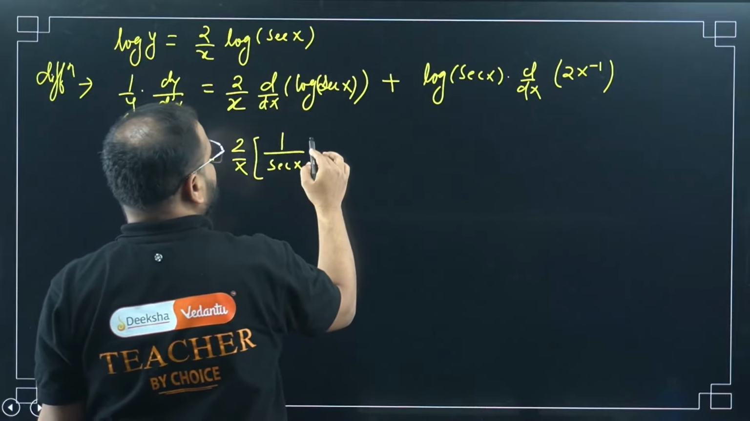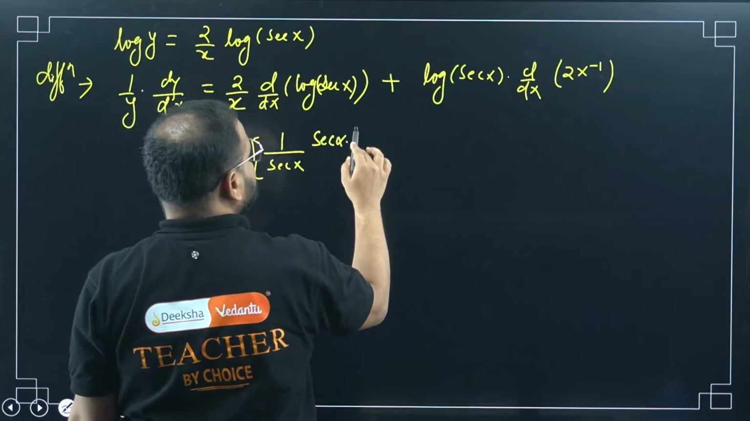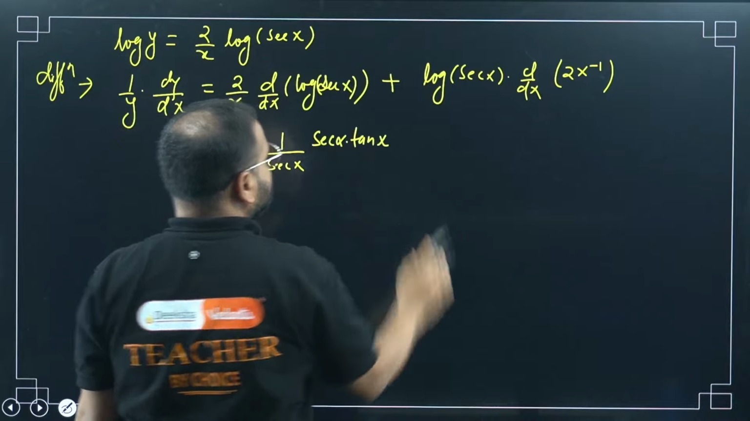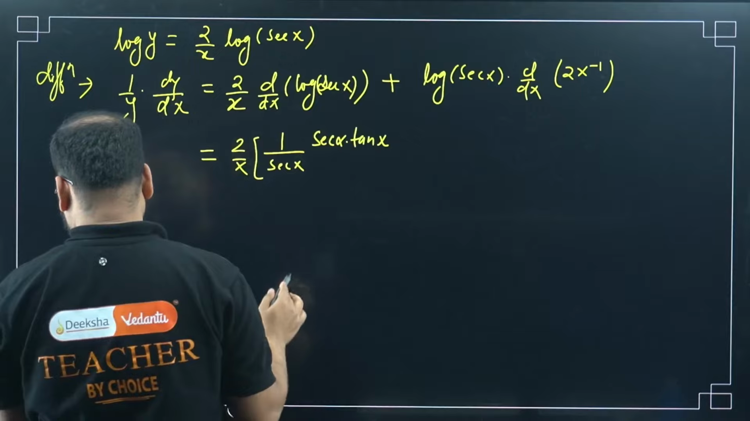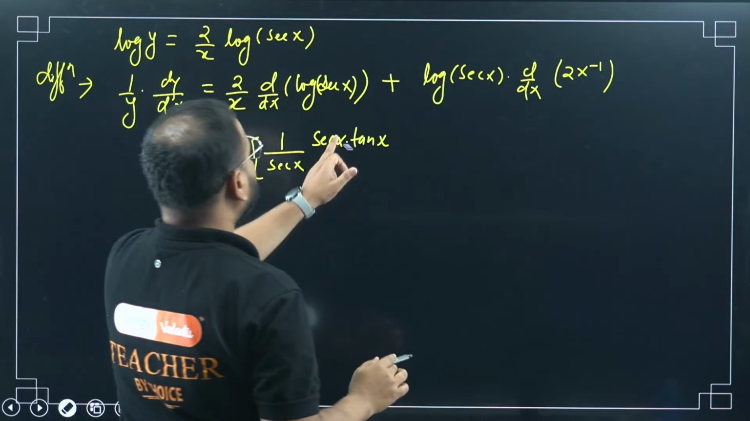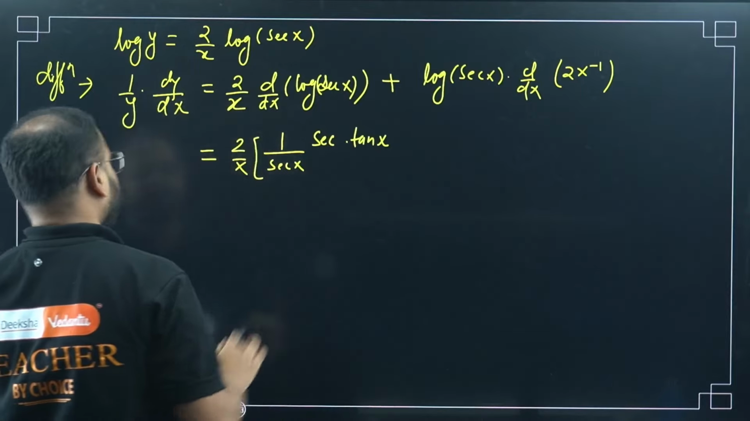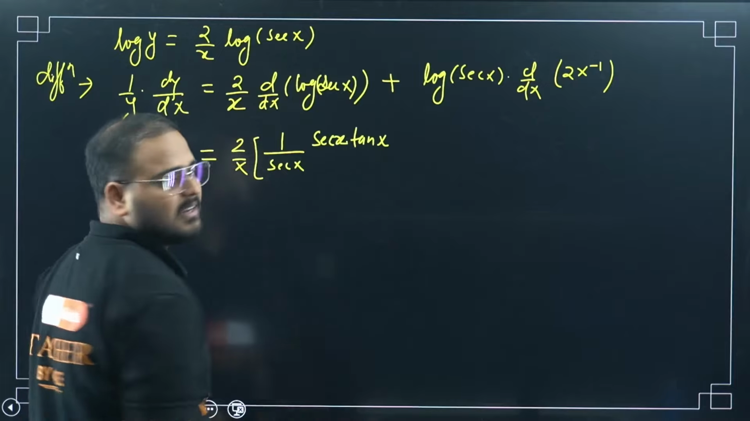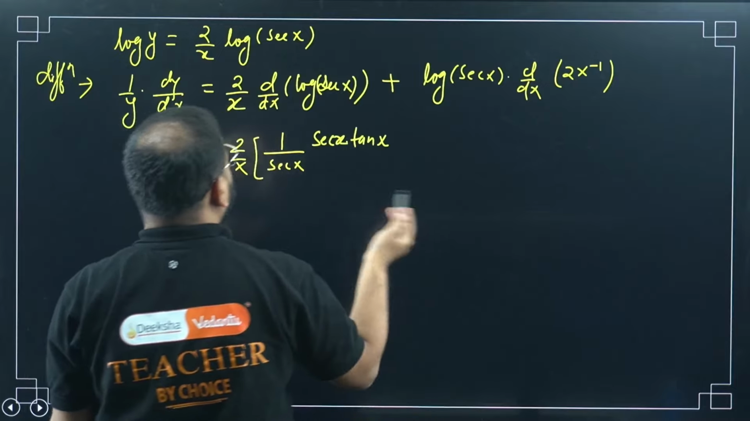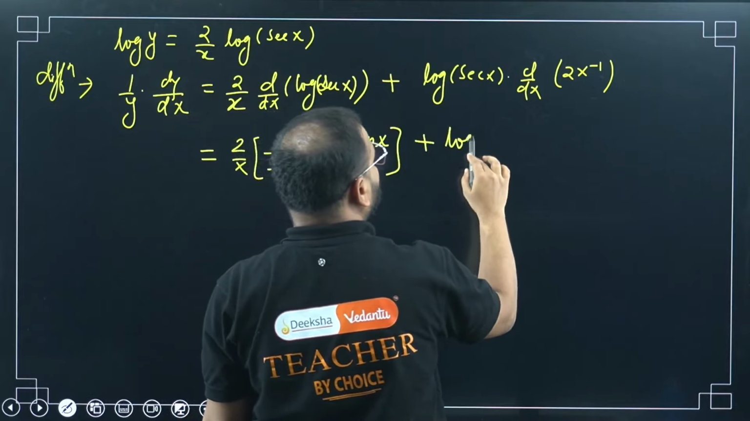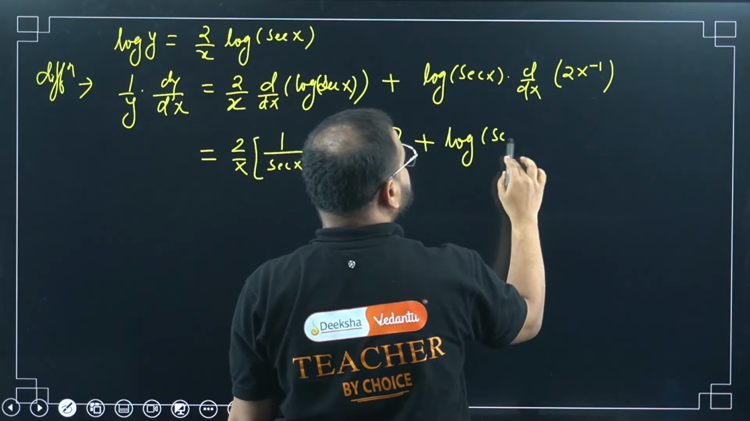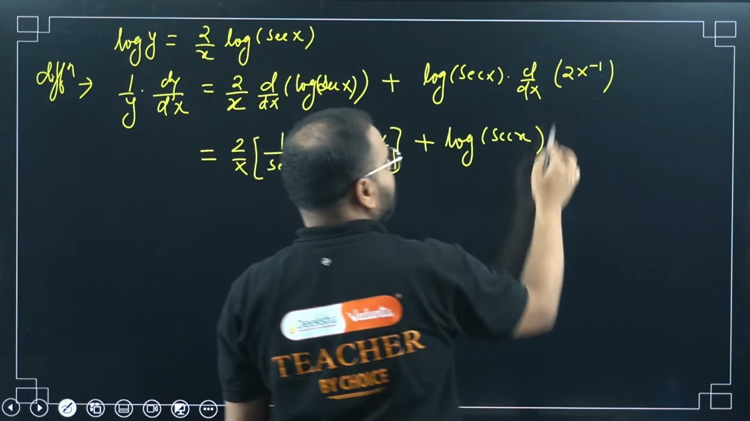Then the differentiation of sec. How much will that be? Sec x tan x. Anything else? No, sir. The differentiation of sec x is sec x tan x. Nothing else is there. Okay. This part is covered. Now this log of secant x will remain as it is.